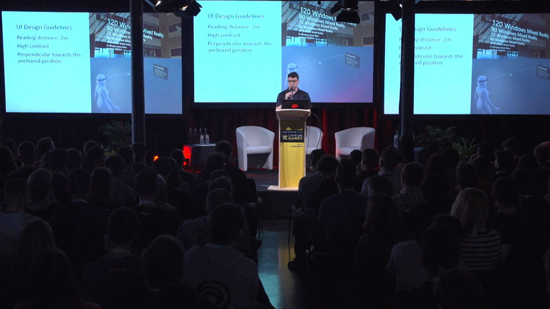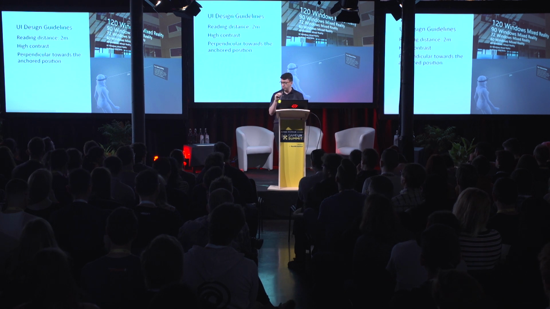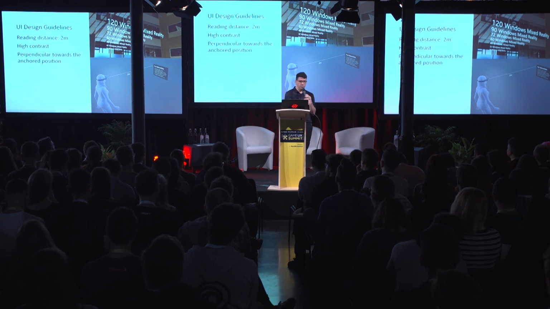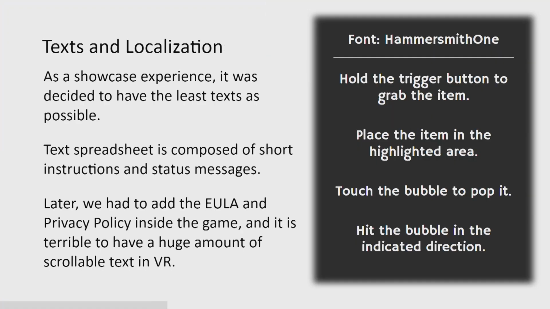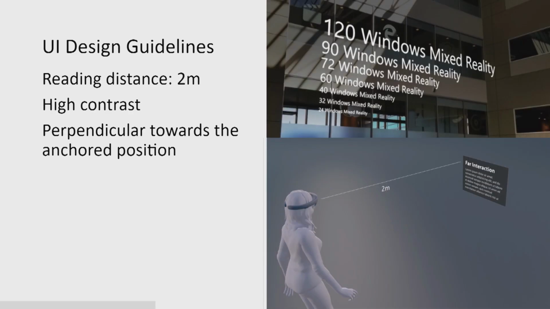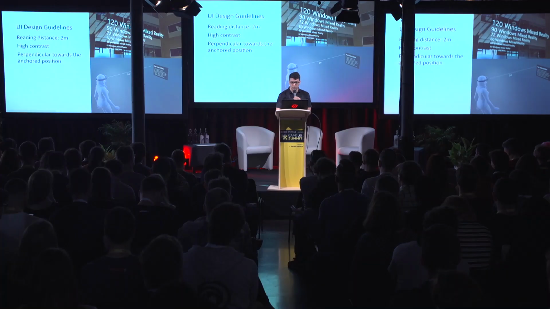And we used the Microsoft Mixed Reality guidelines for the UI, so all text panels were at a reading distance of 2 meters with high contrast. This was how it was presented in the game, a dark shade behind the white text, with high contrast and perpendicular toward the anchored position. So if the player is standing here, every text is towards the person.